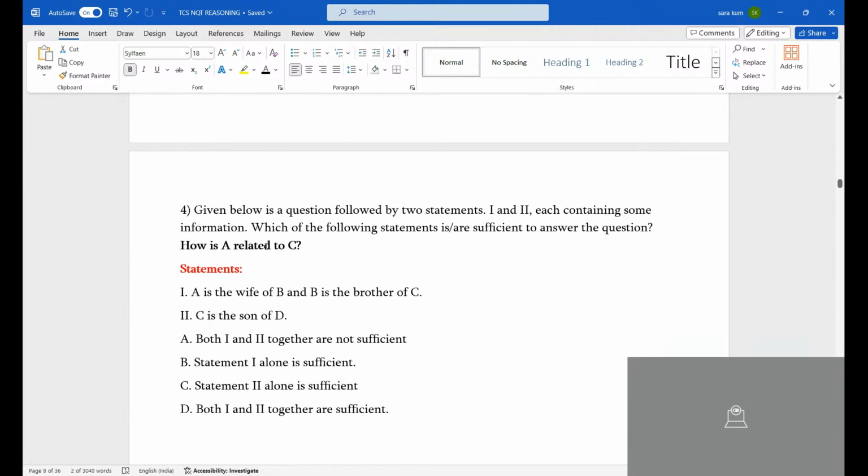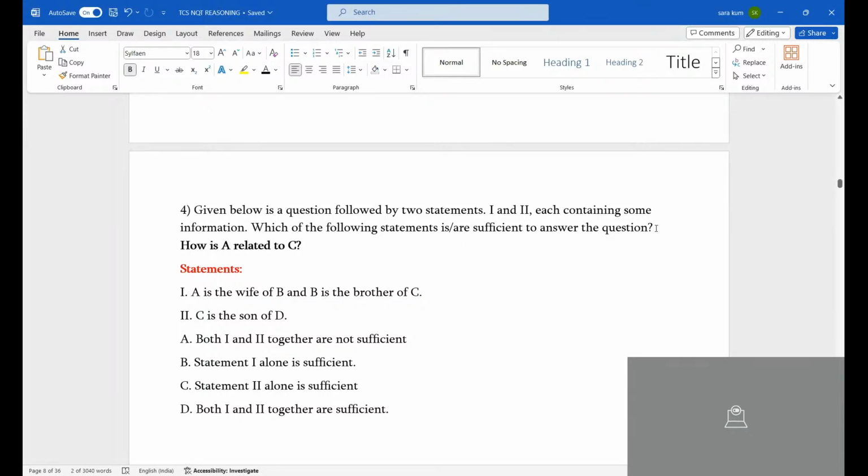the next question is this, right? So this is a data sufficiency question. I'll tell you how to do this, but just read this question and then we'll take it from there. Did you read the question? Given below is a question followed by two statements, each containing some information. Which of the following statements is sufficient to answer the question? How is A related to C?